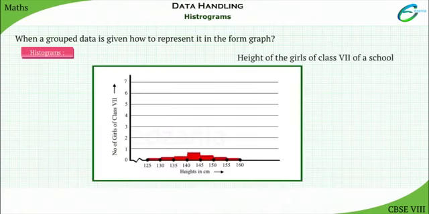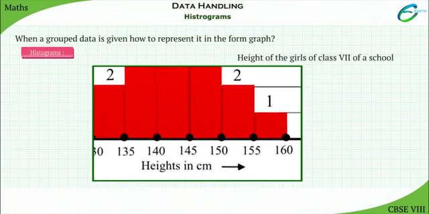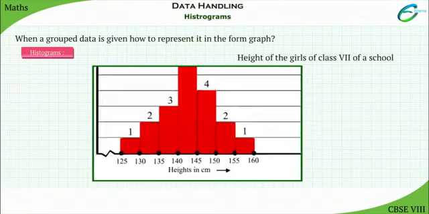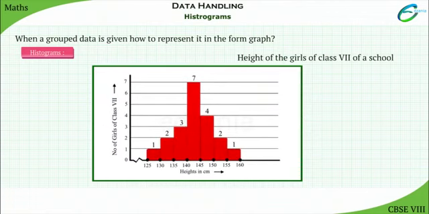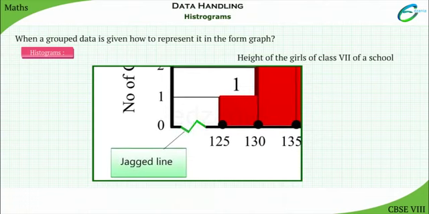Here we have another histogram which represents the height of the girls of 7th standard of a school. In this histogram, the width of the bar represents the class interval, which gives the height of the girls in centimeters. And the height of the bar represents the corresponding frequency, that is, the number of girls in the 7th class. Can you see a jagged line in the graph between 0 and 125? A jagged or broken line has been used along the horizontal axis to indicate that we are not showing the numbers between 0 and 125.